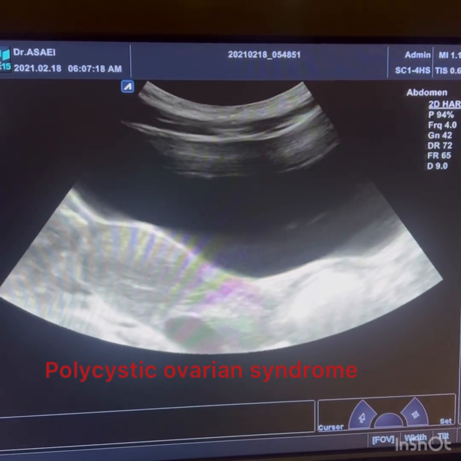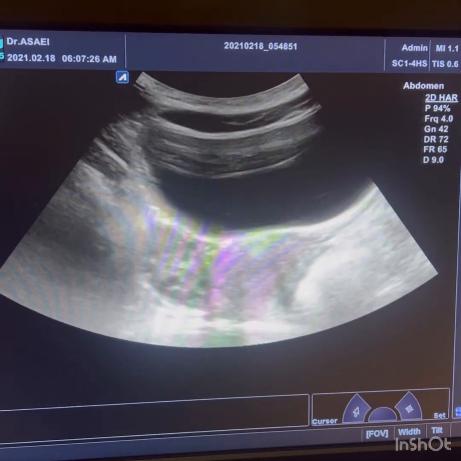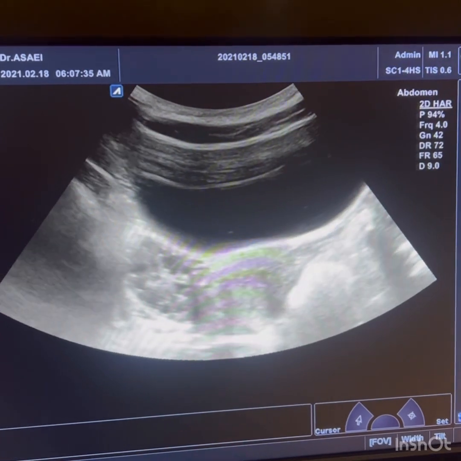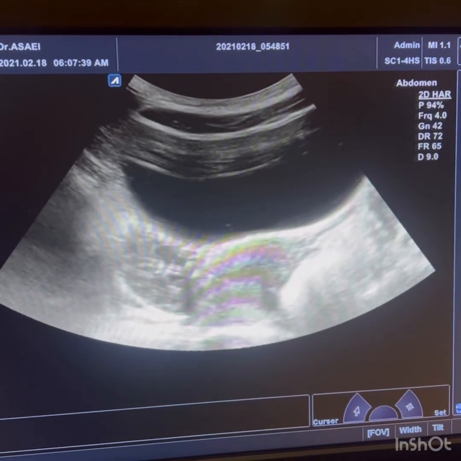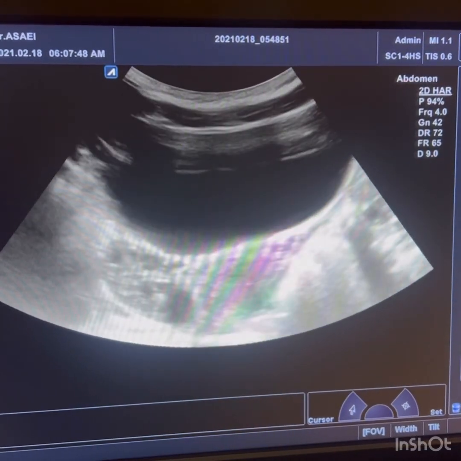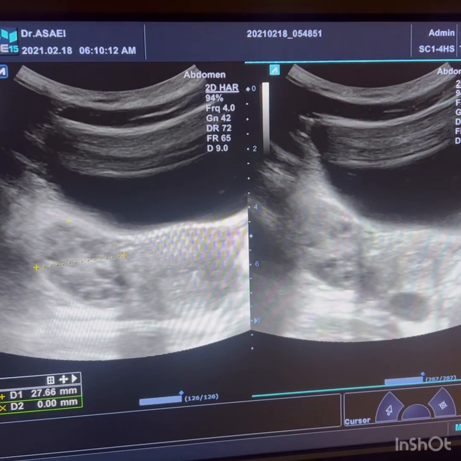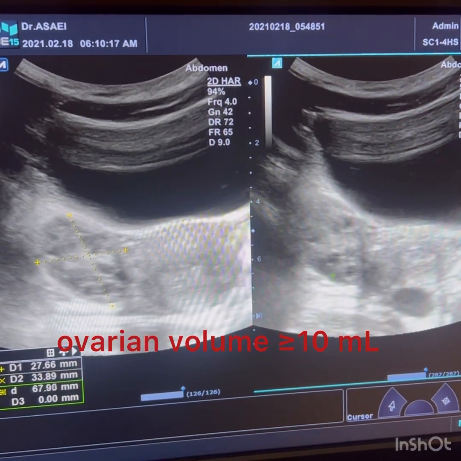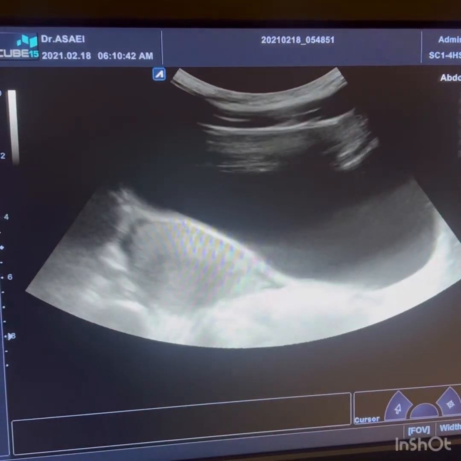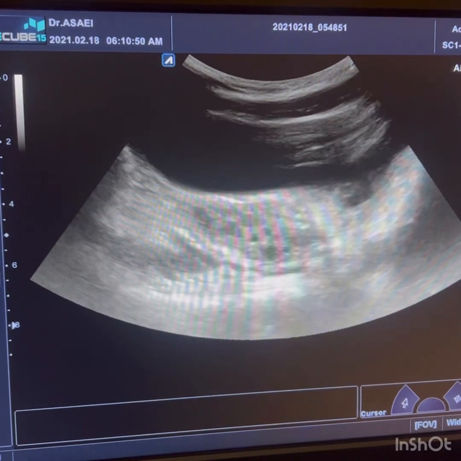Now let's discuss polycystic ovarian syndrome or PCO. PCO, which is very common in young girls, is a syndrome with many lab data and clinical presentations, such as irregular menstrual period, infertility, and hyperandrogenism. Sonographic appearance of PCO is increased volume of ovaries to more than 10 milliliters, increased echogenicity of ovaries, and also existence of more than 20 follicles in each ovary.